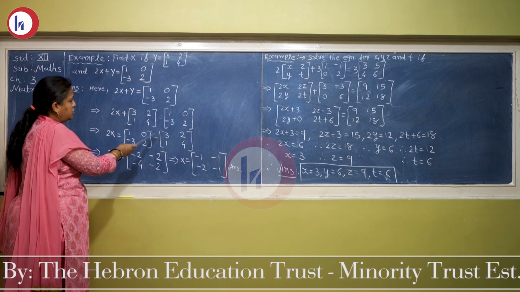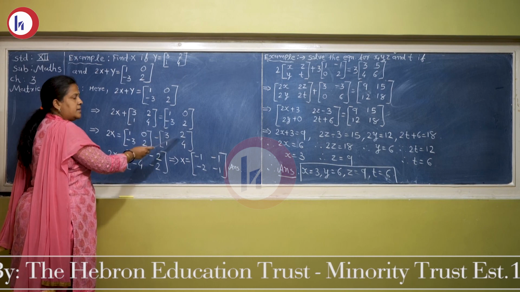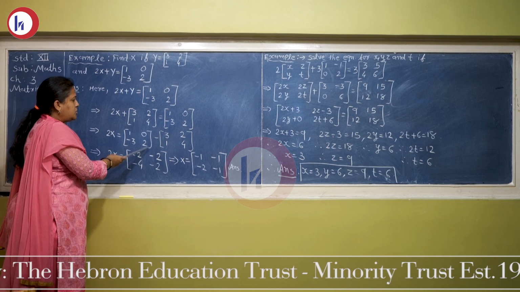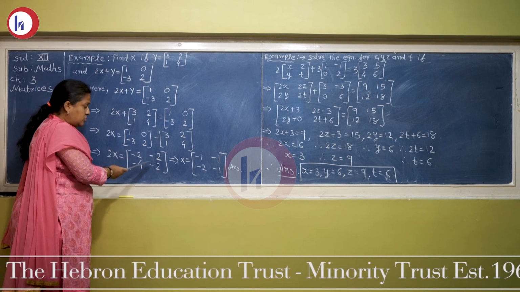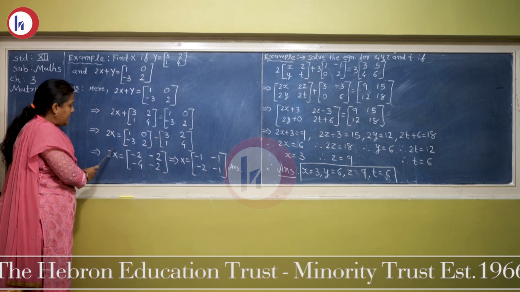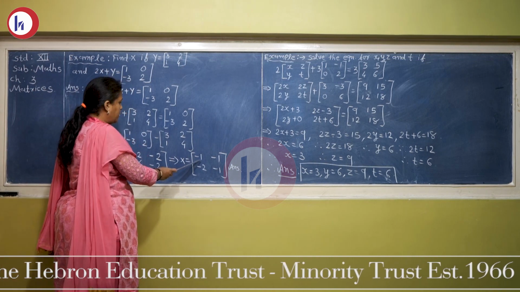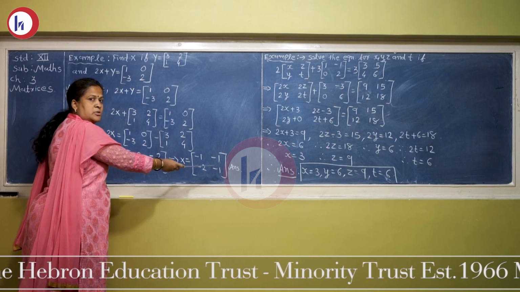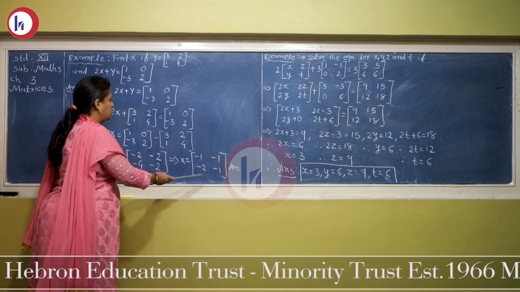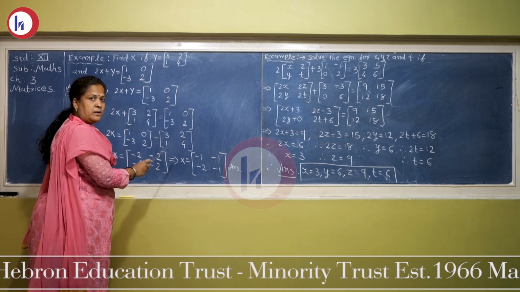Let us take the subtraction of these two terms. 1 minus 3 is minus 2, 0 minus 2 is minus 2, minus 3 minus 1 is minus 4, and 2 minus 4 is minus 2. So this is the value of 2x. If I want the value of x, divide every term by 2, it gives you x equals minus 2 by 2 is minus 1, minus 2 by 2 is minus 1, minus 4 by 2 is minus 2, and minus 2 by 2 is minus 1. So this is the value of the matrix X. This is our final answer.